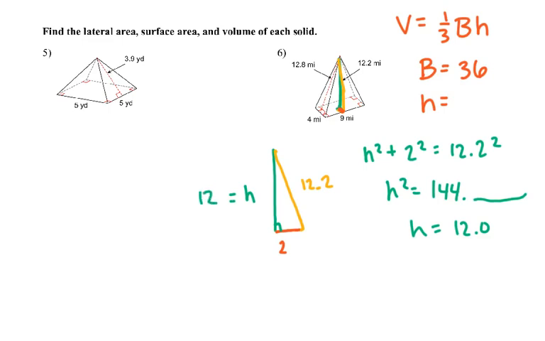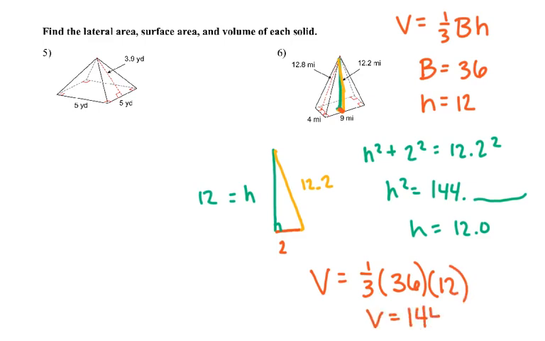All right, so now we can find the volume. We go back here. We say the volume is equal to 1/3 of 36, the area of the base, times the height. 1/3 of 36 is 12, and 12 times 12 is 144. So our total volume here is 144 cubic miles.